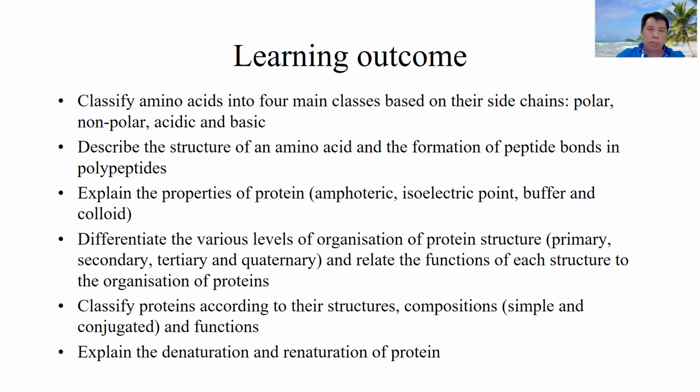And then we also discuss the properties of proteins such as amphoteric, isoelectric point, buffer, and colloid. We also differentiate the various levels of organization such as primary structure, secondary structure, tertiary structure, and the quaternary structure. We also classify the proteins according to their structure, composition, and functions. And at the end, we also explain how proteins are denatured and renatured.